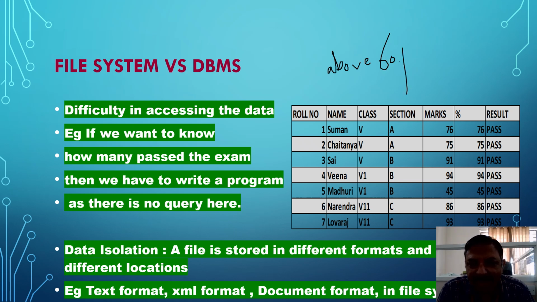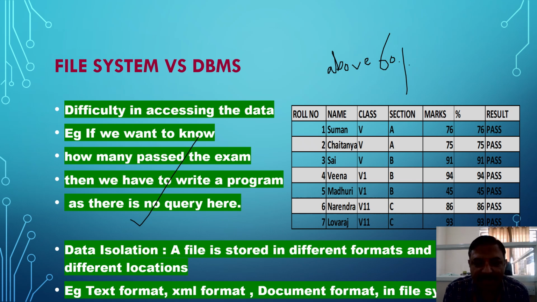we have to calculate manually. That means we cannot directly get the data. The students who are above 60%, for example 1, 2, 3, 4, 5, 6: six students got above 60%. How many failed in the exam? We have to calculate and see the table manually, because we have to write a program for each and everything. There is no query here. So we have to write a separate program for each question we have. So we have to calculate manually in the file system.